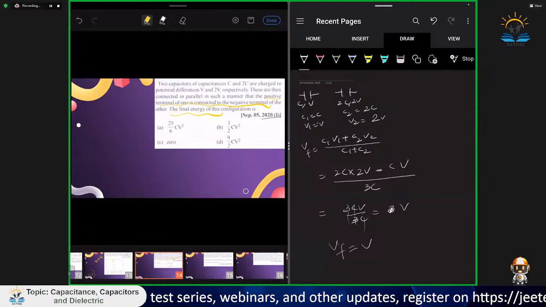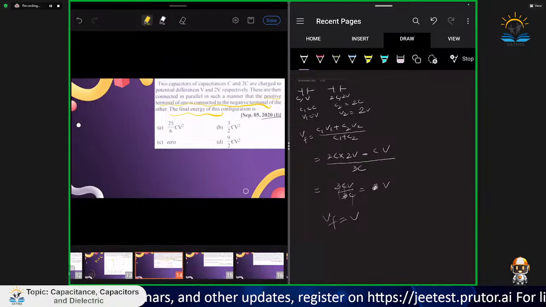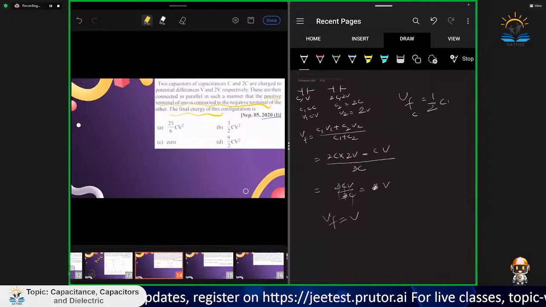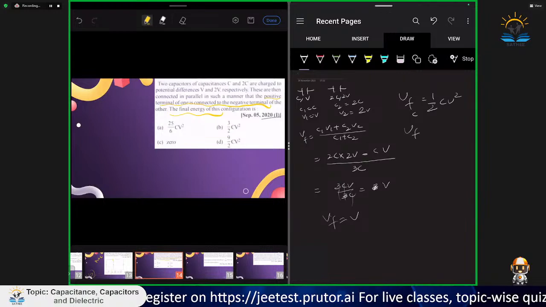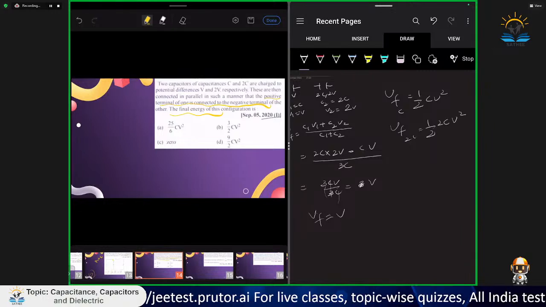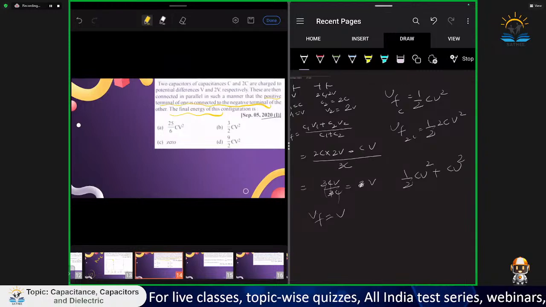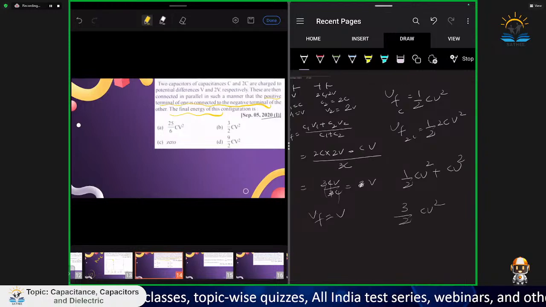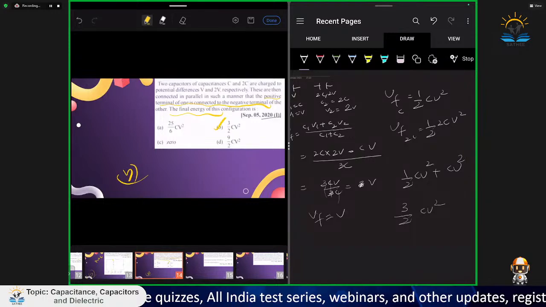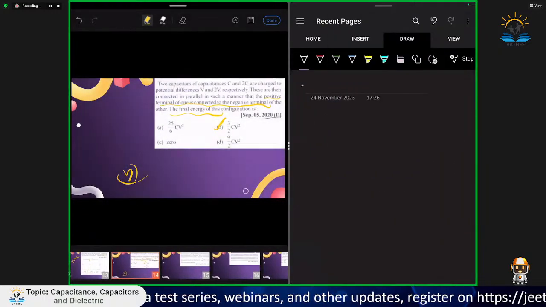We have to find out the final energy of the configuration. So final energy of capacitor C will be half CV square. And final energy of capacitor 2C will be how much? Half 2C V square, that is CV square. So half CV square plus CV square is 3 by 2 CV square. Option B is correct. Easy? Yes. Next question.